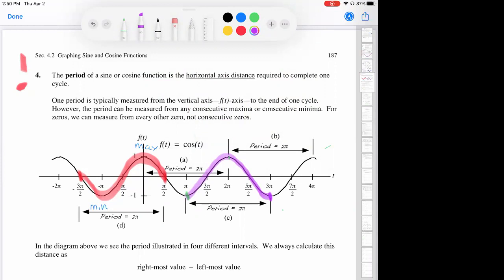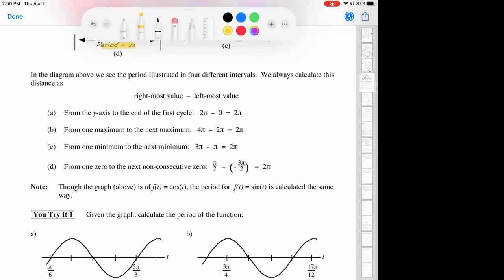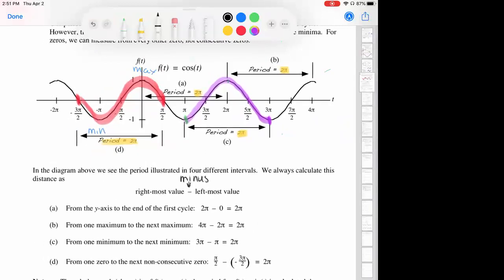Now notice all of them are saying that the length of a period is what? 2π, right? A period is defined as 2π. In the diagram above, we see the period illustrated in four different intervals. We always calculate this as our rightmost value minus our leftmost value. So A, from the y-axis to the end of the first cycle, we have 2π minus 0. So we have these graphs here. So A, let me erase all of these.